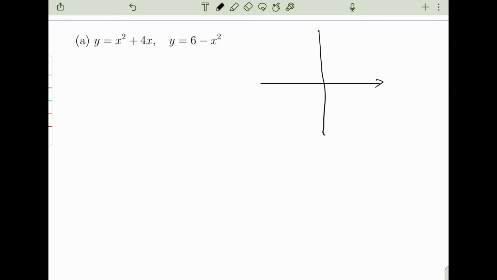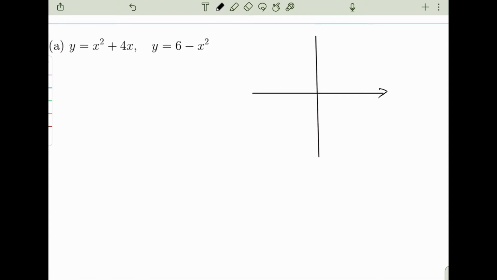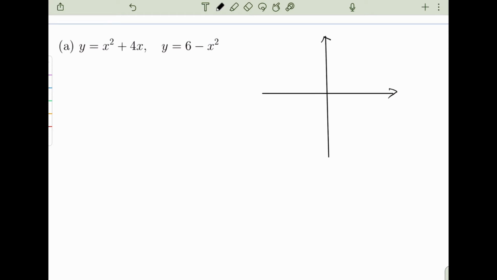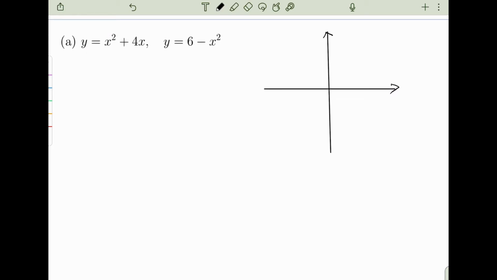This is the x-axis, y-axis. And for the first one, you can find the x-intercepts, that is 0 and -4. I mean, this one can be written as x times (x plus 4), right? And it has two roots. The first one is 0, the second one is -4. And its opening is upward. So it's kind of like that.